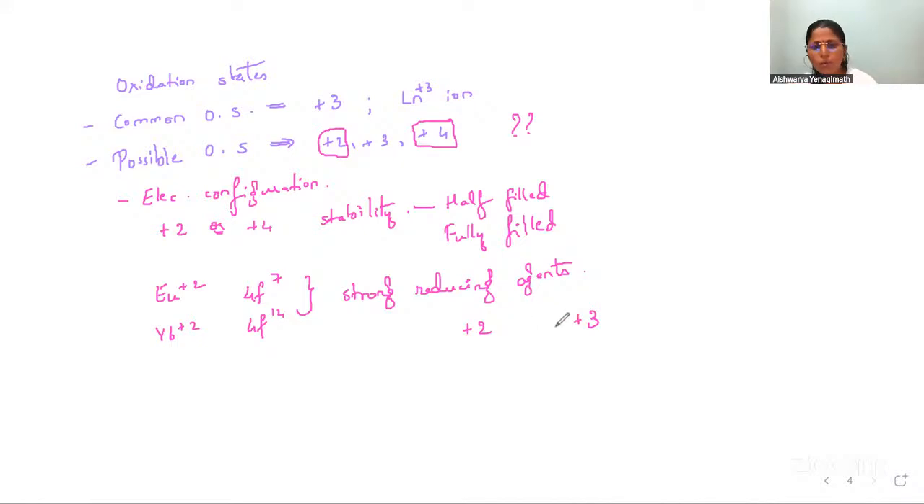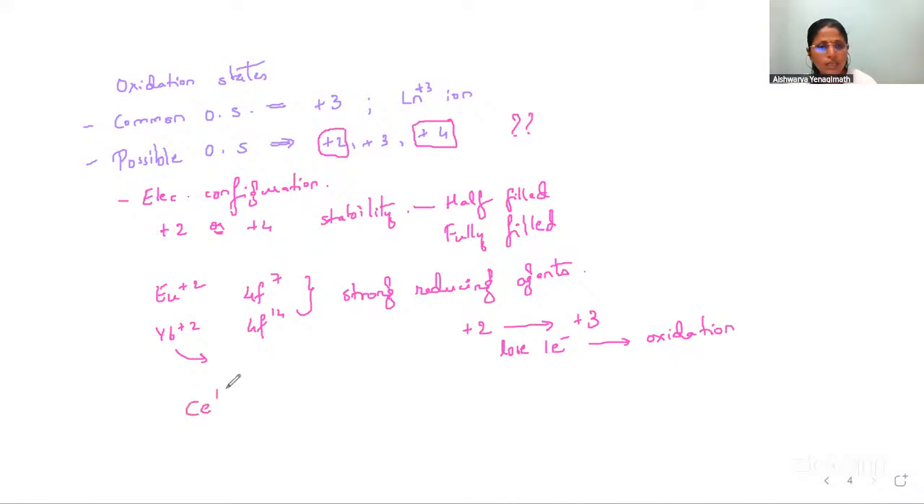In the +2 state, it should lose one electron. So losing an electron means what? Losing an electron is oxidation. It means it itself gets oxidized. These ions themselves get oxidized and they will reduce others. Therefore, they are called strong reducing agents. Getting my point? Same thing you apply here.